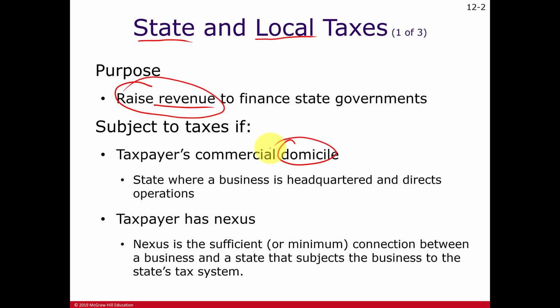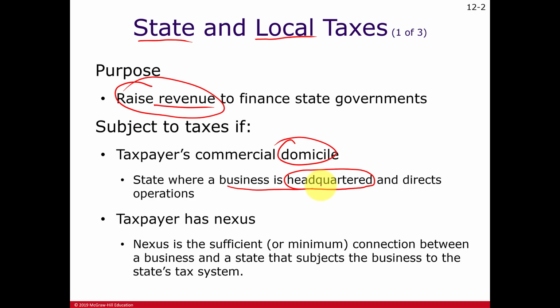For example, Delaware, maybe Nevada, are popular states to incorporate in. So in case there's some type of court case, they have a standing to use those states' courts to adjudicate their cases. But typically a domicile is where the business is headquartered, their main state they do business in, and they have their management and operations. Of course, they still can have operations in other states.